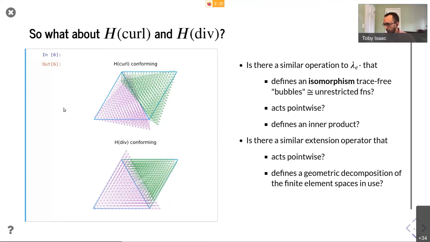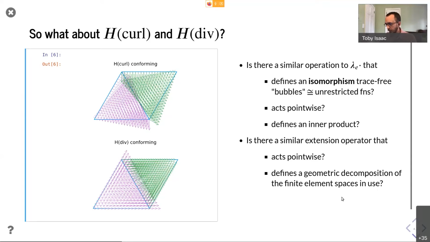sequences of functions? And once we ask about that, we can also ask, is there also an extension operator that is somewhat universal, that acts pointwise, that will give us geometric decompositions of the finite element spaces in use? And finite element spaces in use is quite large, but what I'm using this as code for is the standard full polynomial bases and the trimmed polynomial bases, which I'll discuss more in the coming slides.